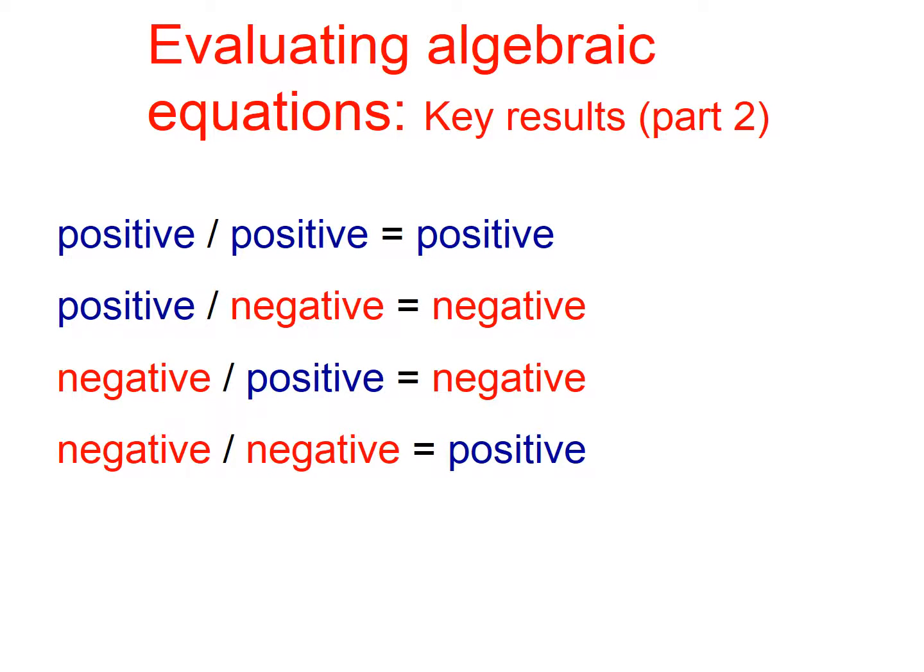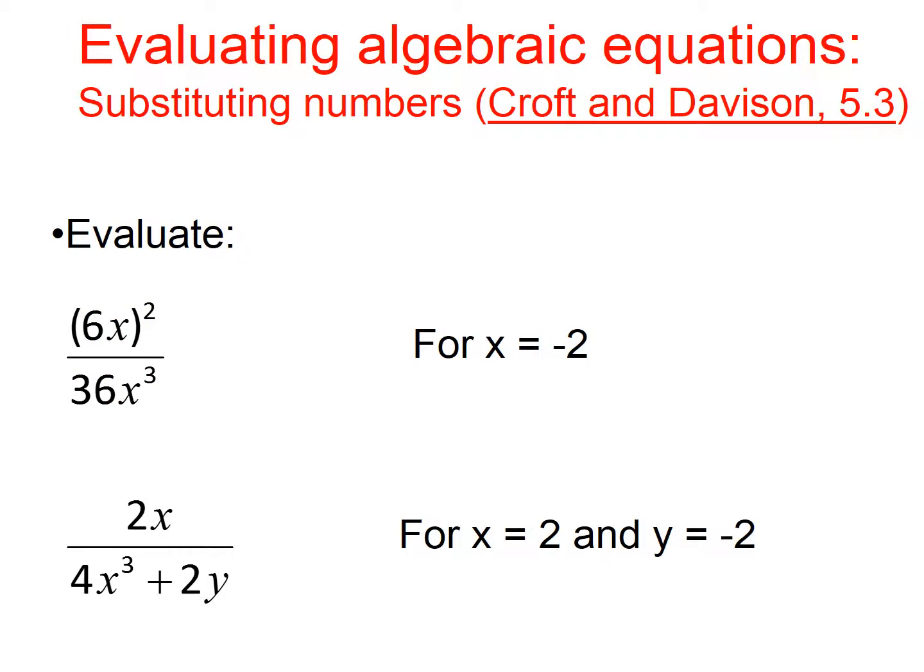Hopefully this will be obvious. So when we did timesing two positive numbers together, or timesing a positive and a negative number, division works exactly the same. I'm not going to go through that. You can work out those answers in your own time.